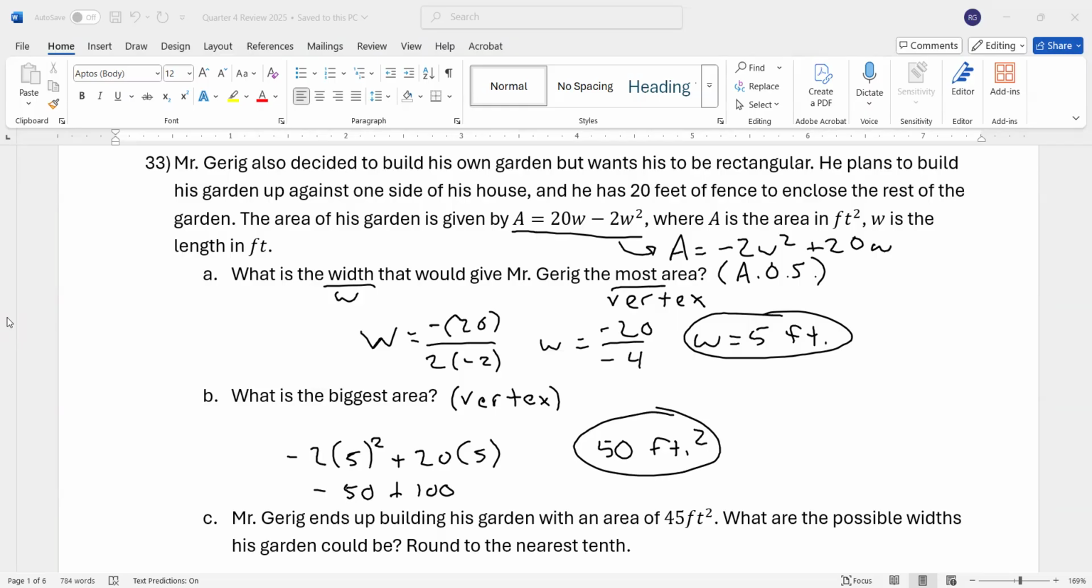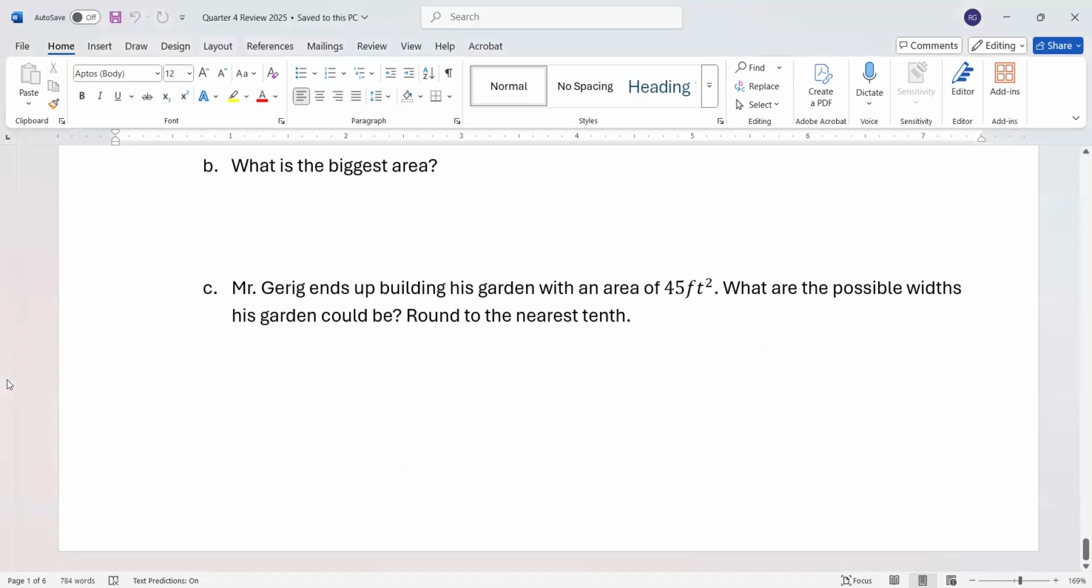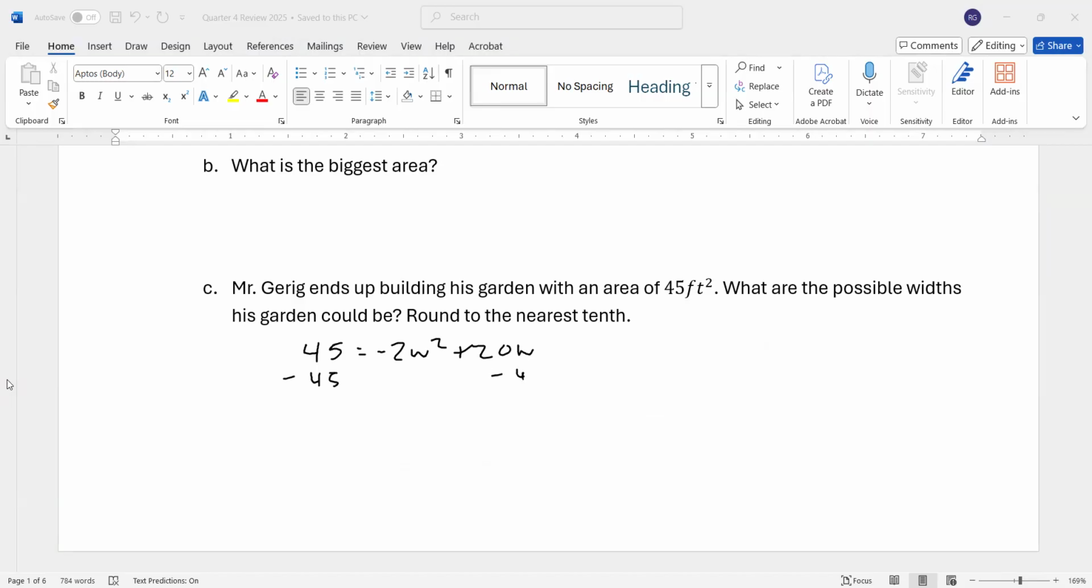Okay. Last question. You can probably guess. I end up building my garden and it has an area of 45 square feet. What are the possible widths I could have made my garden? So I'm putting 45 in for the area. And I'm going to go ahead and subtract it from both sides to get my new equation, negative 2W squared plus 20W minus 45. And I'm solving because it's equal to 0.